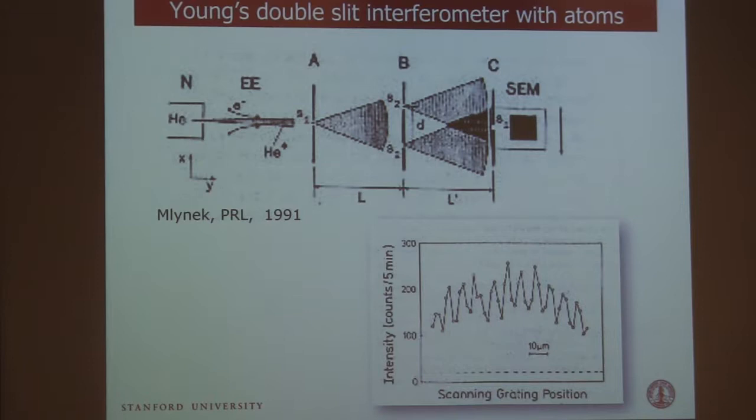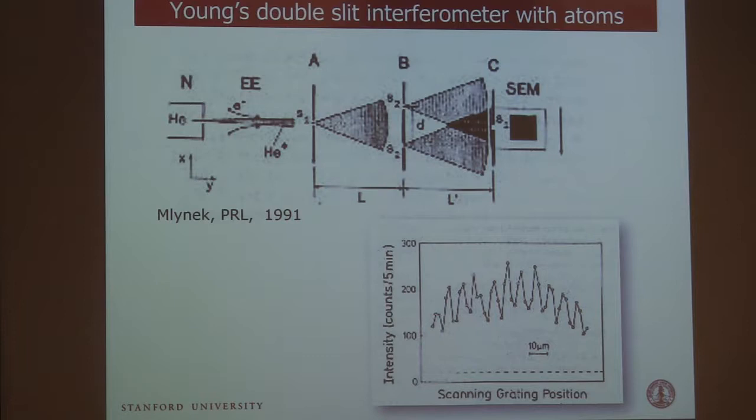By scanning this detector up and down, you were able to count the number of atoms and also observe the interference fringe structure. That's what you see here. This is scanning the position of that detector, and this is the number of counts. Notice, counts per 5 minute interval measured in hundreds, and you see these beautiful wiggles. If you compute the periodicity of those wiggles using the de Broglie relation, you understand those as manifestations of quantum interference.